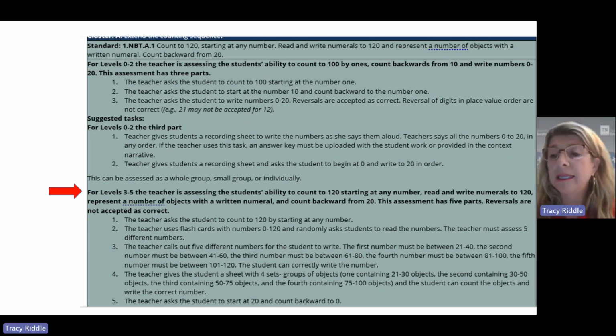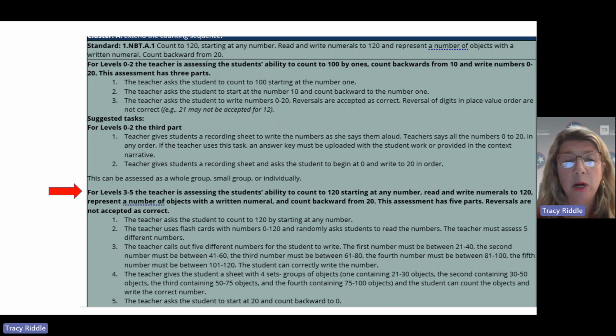In the first grade, the teacher is assessing the student's ability to count to 120, starting at any number. Read numbers to 120, write numerals to 120, count objects from 100 to 20 and write that numeral, and count backward from 20. The first grade standard has 5 parts. Reversals are not accepted as correct answers for first grade.